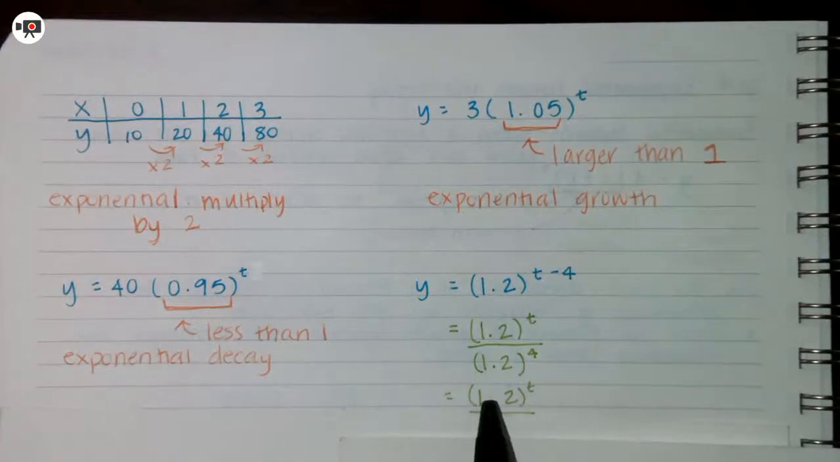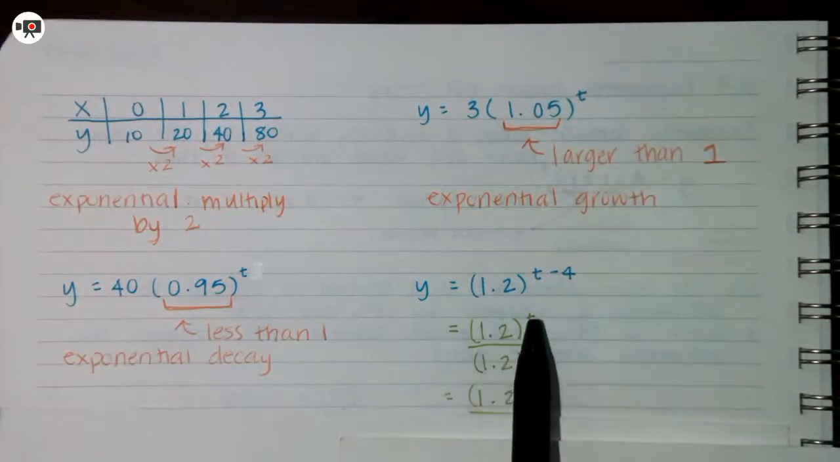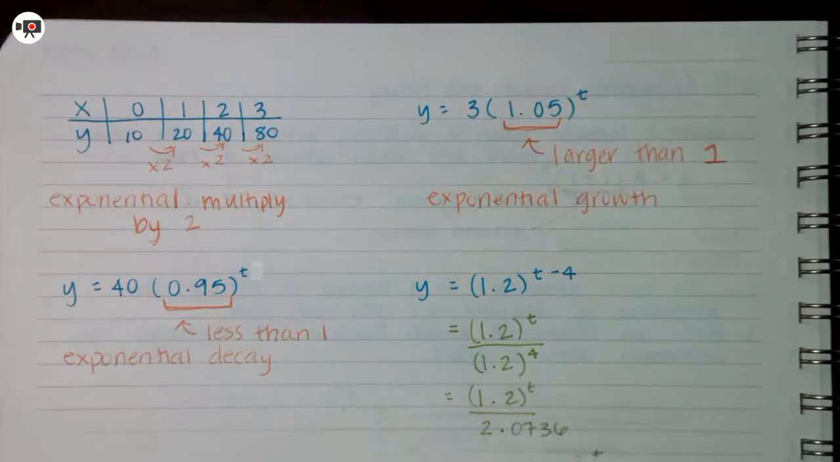So I would have 1.2 to the t over 1.2 to the 4. I can figure out what is 1.2 to the 4th power, and that is 2.0736. I can round that, and then I need to write this as something to multiply. So if I do that, I would be multiplying by 1 over this number. So this is a little incorrect. So then in this form, I know that this is greater than 1. It'll be exponential growth.